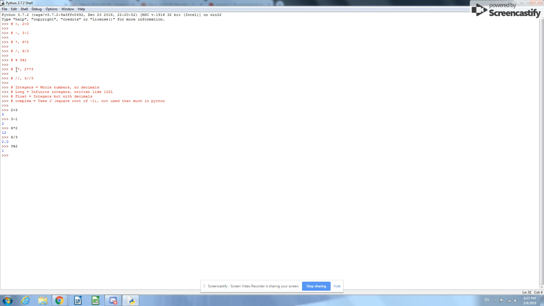There are these 2 multiplication signs, which is the same as exponents, actually. So, for instance, if you wrote 2 and then the 2 multiplication signs and then 3, that is the same as 2 to the power of 3, and therefore it will give 8.